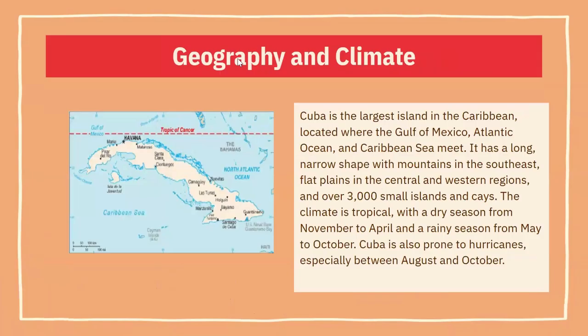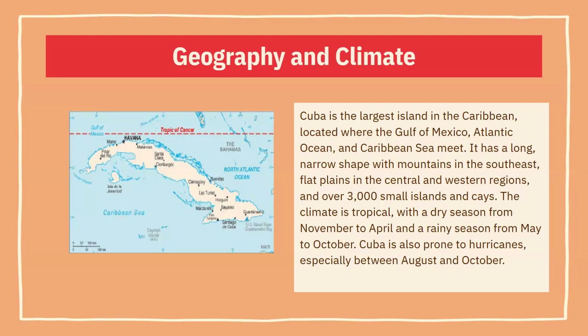Geography and climate. Cuba is the largest island in the Caribbean, located where the Gulf of Mexico is, in the Atlantic Ocean and Caribbean Sea. It has a long, narrow shape with mountains in the southeast, flat plains in the central and western regions, and over 3,000 small islands and cays. You can see here on the left a picture of Cuba on the map. You can take a look at the shape of it. It's definitely a longer country. And it actually has 3,000 small islands. I was not aware of that, but that's pretty cool. If you look at the top of Cuba, you can see those little islands scattered over there, which is pretty cool.